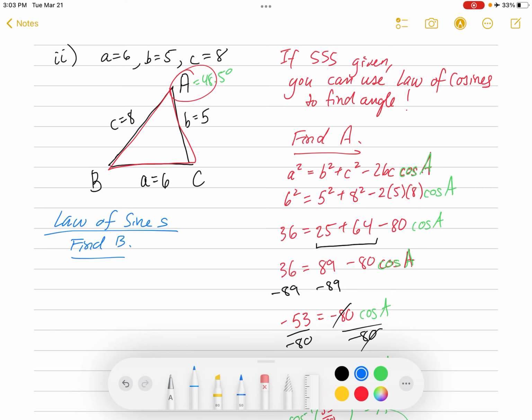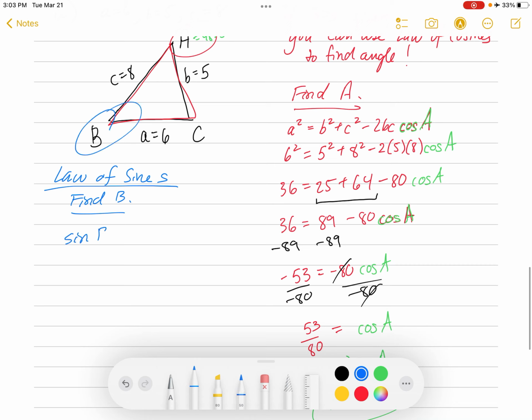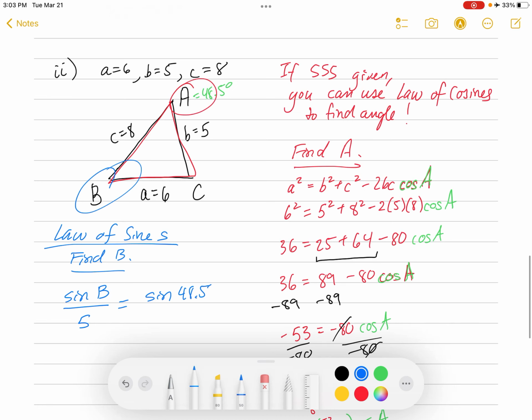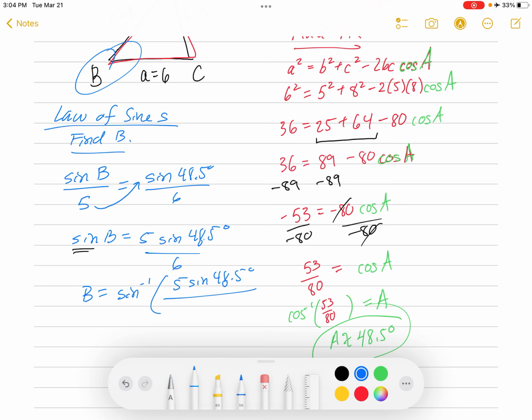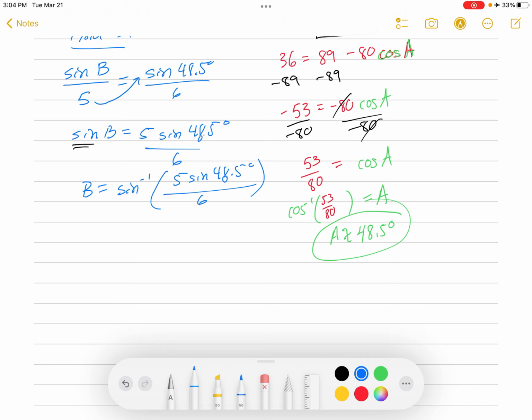Let's find B. To find B, I'm going to take the sine of big B over little b, which is 5, equal to the sine of big A, 48.5, over little a, 6. So I'm going to bring the 5 up to the top. I get the sine of big B equals 5 sine of 48.5 degrees over 6. Then the sine goes to the other side and becomes the sine inverse. So B equals the sine inverse of 5 sine of 48.5 degrees, all divided by 6. In my calculator, I take the sine inverse of 5 times the sine 48.5, close parentheses, divided by 6. I get about 38.6 degrees.